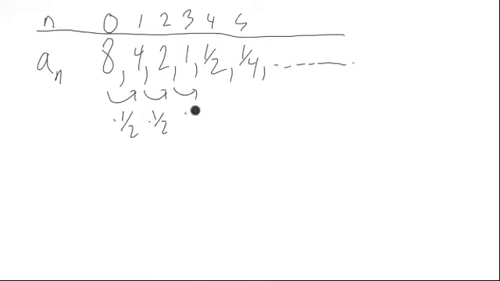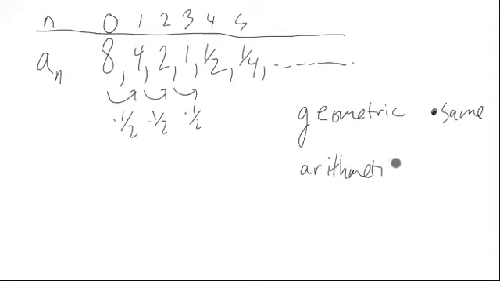So we're multiplying by the same thing every time. Such a sequence, when we're multiplying by the same thing every time, instead of adding the same thing every time, is called geometric. A geometric sequence is when we multiply by the same thing every time. And an arithmetic sequence was like the last one, where we added the same thing every time.